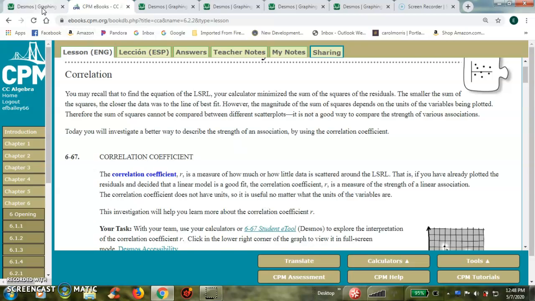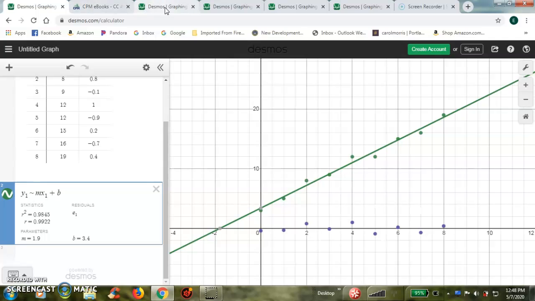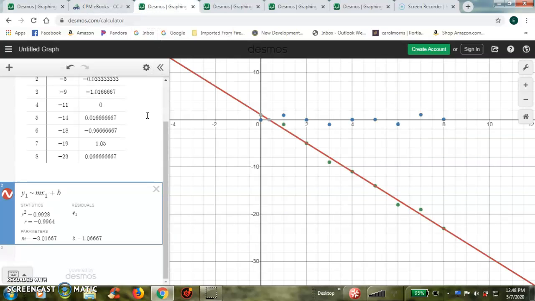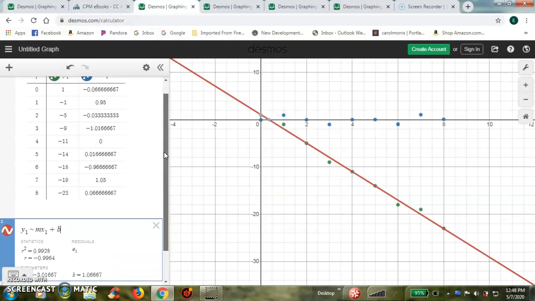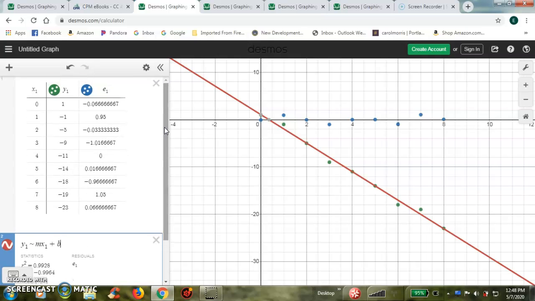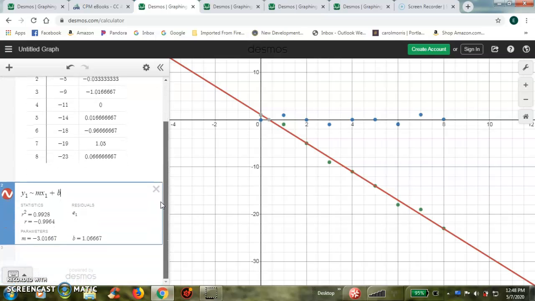Okay, so we took a look at this one. I want to take a look at this one next. Again, I've already graphed everything out here, but I want you to take a look at the data first of all. I have put this in the table over here. You can see this is the residual plot in blue. But if you look at the line, so let's look at this as well, you can see that this is actually a negative association. All right, well, let's see how that affects the correlation coefficient.